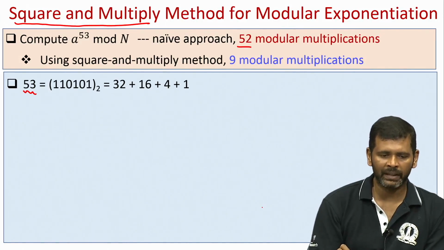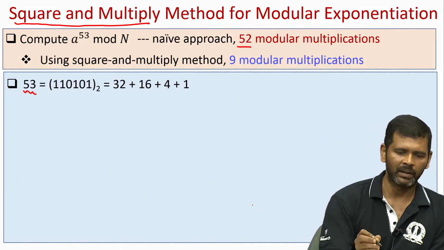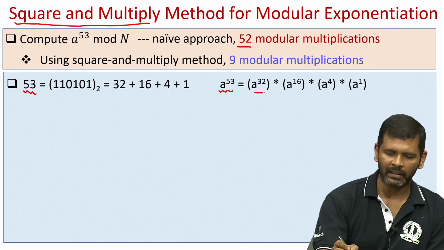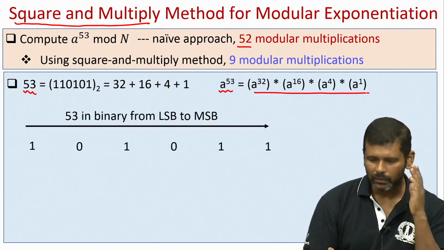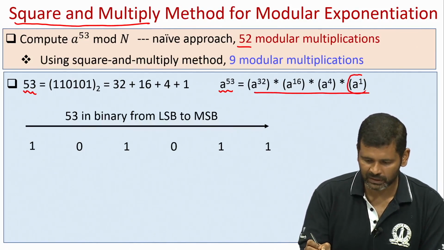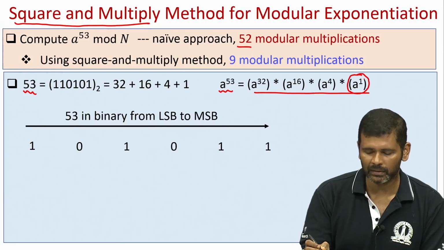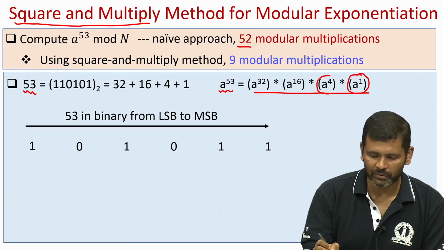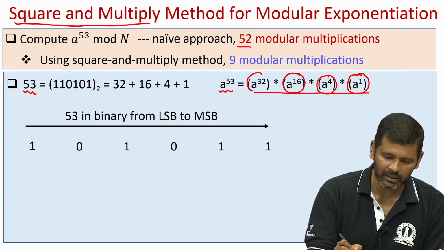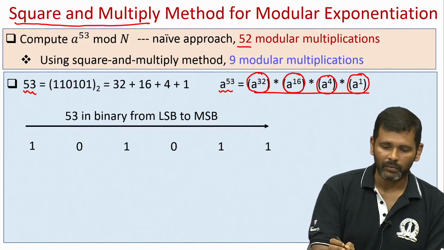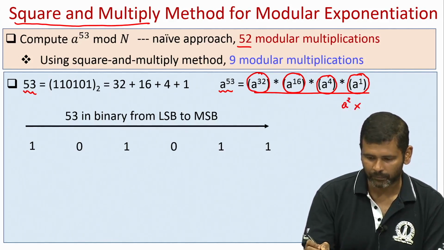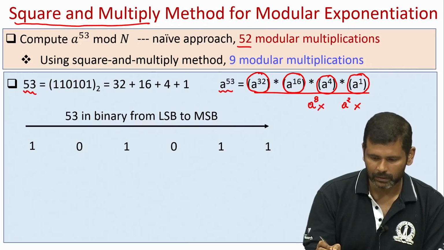So, I will come up with its binary representation, and the binary representation is this. And now it is easy to see that a to the power 53 can be rewritten like this. So, now what it means is the following, that I have to accumulate certain powers of a. I have to accumulate the first power of a, I have to accumulate the fourth power of a, I have to accumulate the 16th power of a, and I have to accumulate the 32nd power of a. I am not accumulating a power 2, I am not accumulating a power 8 and so on.